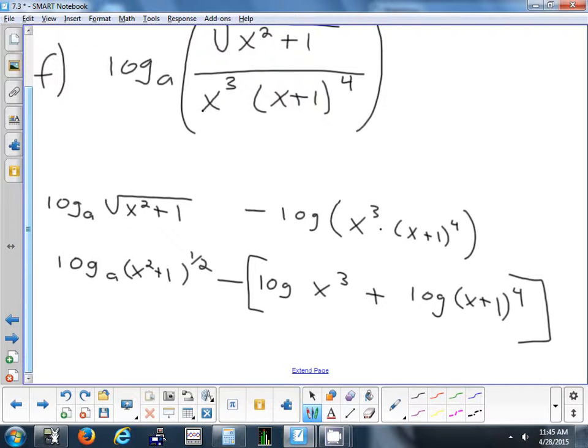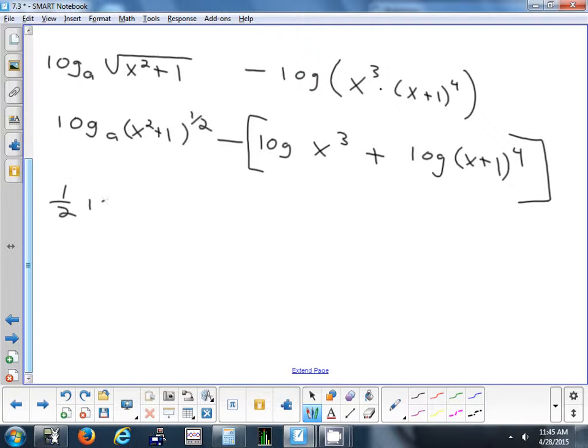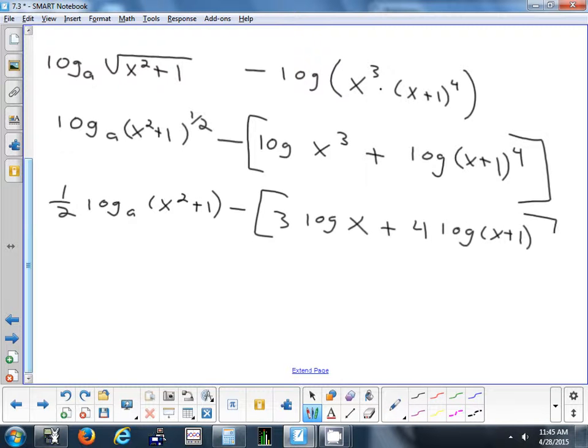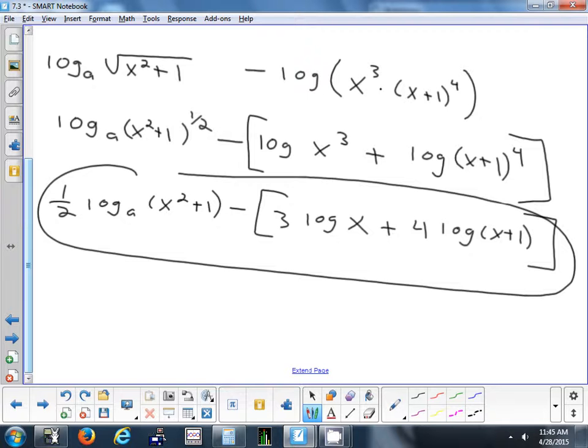Now my last step, what do I got to do with all the exponents? Yeah, where do we move them? To the front. So if you just want to erase them on yours and move them all, I'm just going to rewrite it. So it's 1/2 log base A of x squared plus 1, minus 3 log x, plus 4 log of x plus 1. If you can do that one, that's the hardest one. Nothing gets any harder than that. Okay, any questions on that?